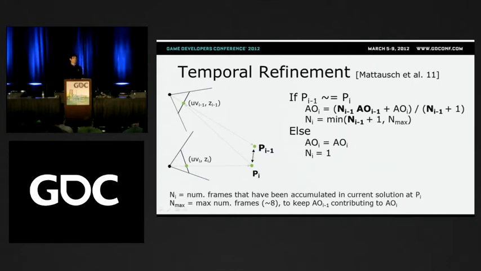On top of that, we adapted this temporal refinement idea from Mattausch et al., which says that if the point didn't move too much between frames, then we can essentially compute a rolling average over multiple frames. To do that, we just need to fetch the previous AO, fetch the number of frames that have been accumulated so far in the solution, which is n_{i-1} here. And each frame, we increment that number of frames by 1, and we clamp it to a maximum value. We used 8. So we keep the rolling average going. We keep filtering the AO. It never fully converges. Now, if the point was not available in the previous frame, so we could not reproject, then we just discard the previous AO value and restart the filter to 1.